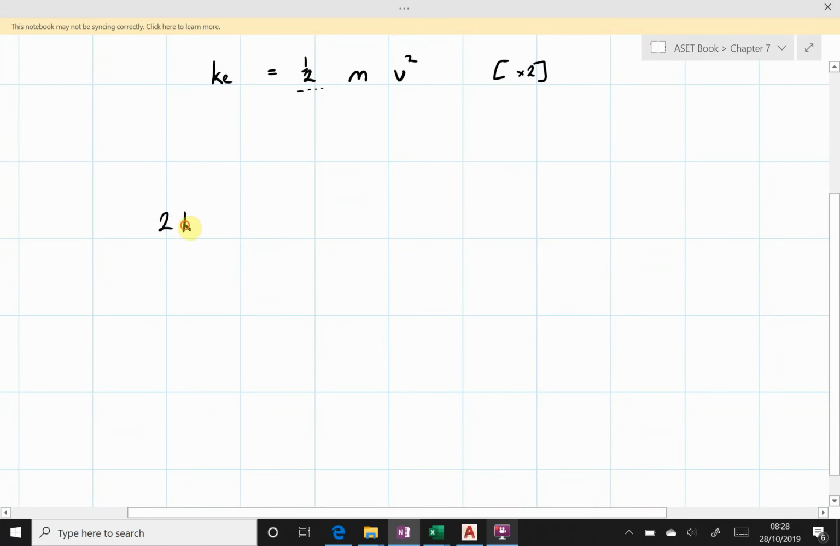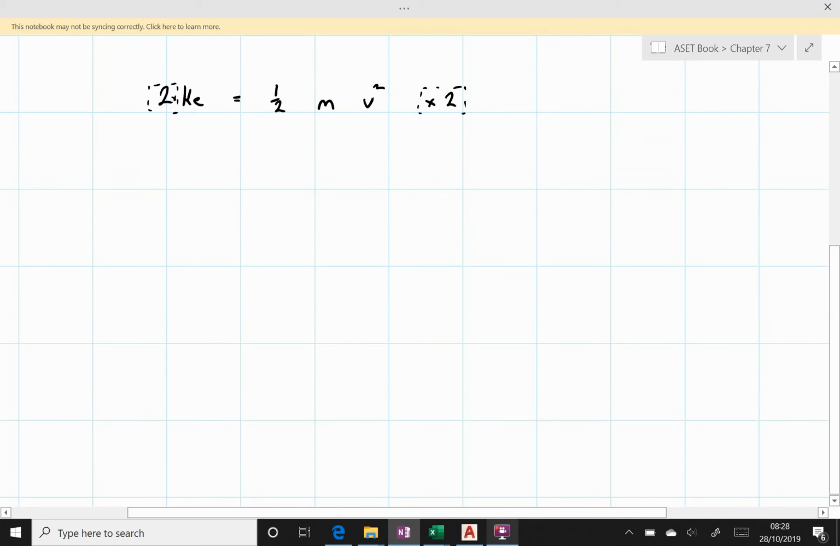And so this equation becomes 2 times kinetic energy equals a half mv squared. So on the right hand side we're multiplying by 2, and we're also multiplying the left hand side by 2 as well. Now the previous videos in exercise 7.4 showed us that a half and the 2 cancel out. And so 2 times kinetic energy equals mv squared.